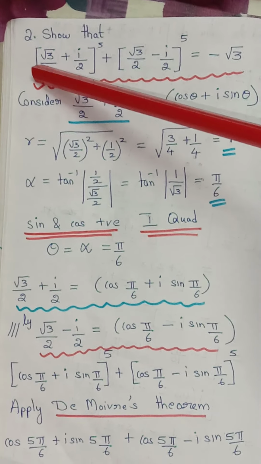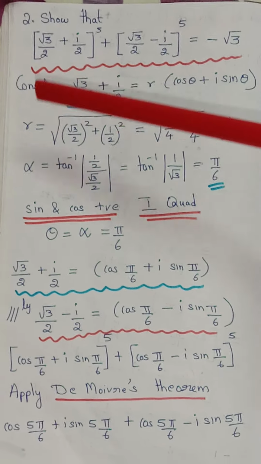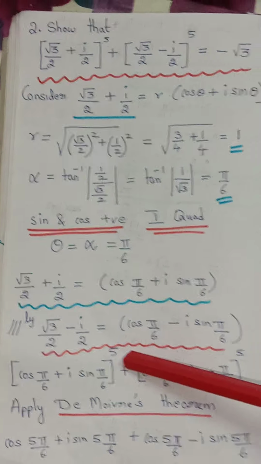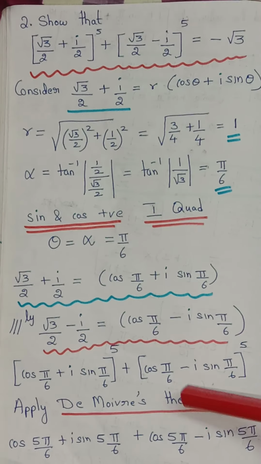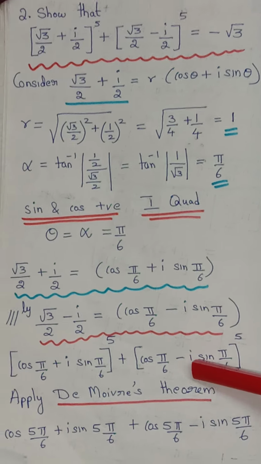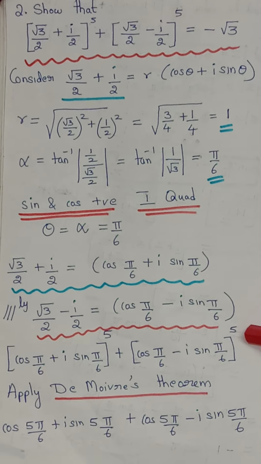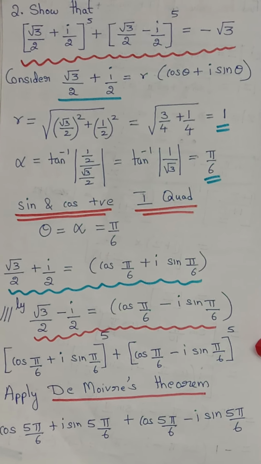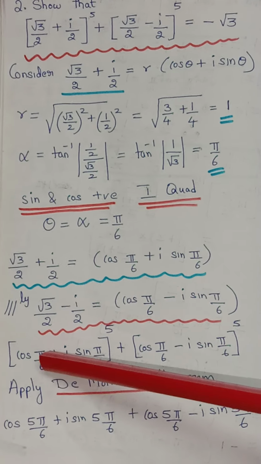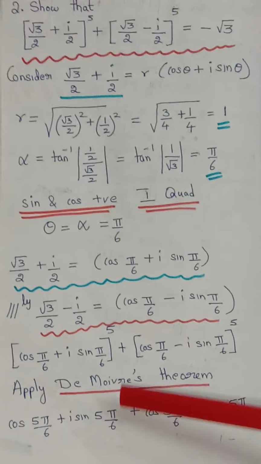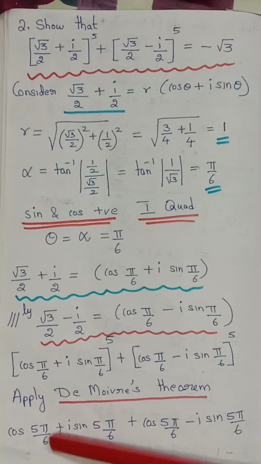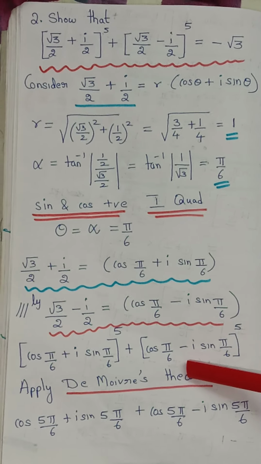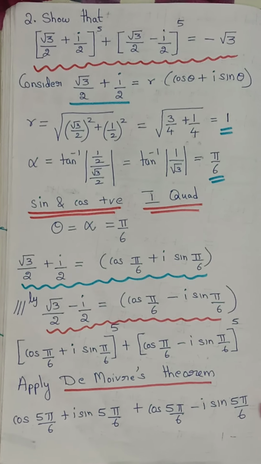Now let us go back to the question. Instead of the first bracket, let me write that polar form, (cos pi by 6 plus i sin pi by 6) to the power 5. Similarly, instead of the second bracket, let me write the next polar form, (cos pi by 6 minus i sin pi by 6) to the power 5. Now at this stage, we have to apply De Moivre's theorem. What is De Moivre's theorem? That the power should be written next to that angle or argument. So what we will have, cos 5 pi by 6 plus i sin 5 pi by 6 plus cos 5 pi by 6 minus i sin 5 pi by 6.